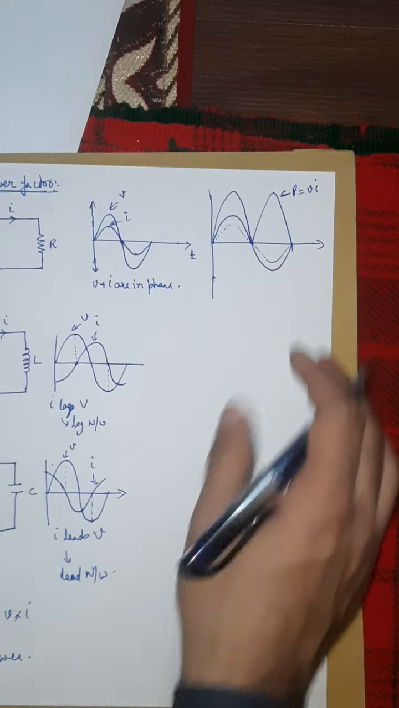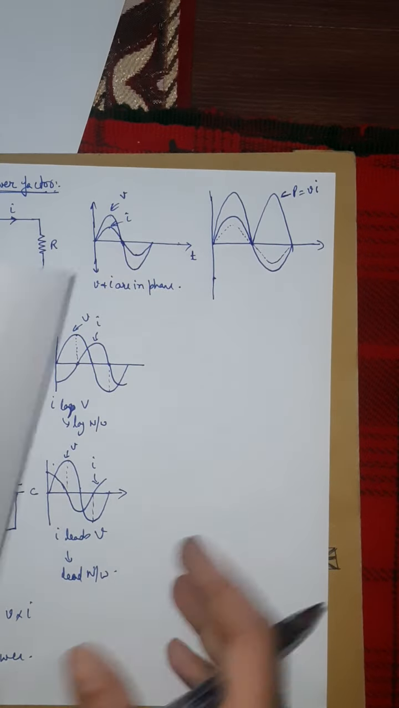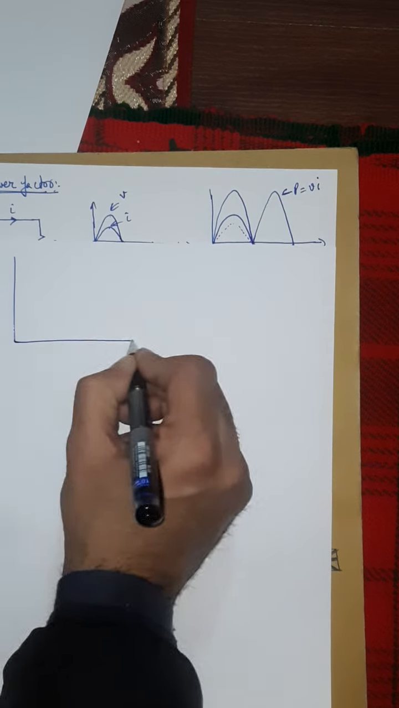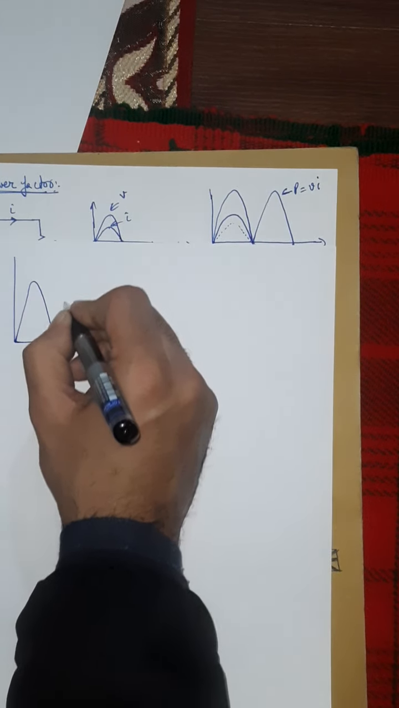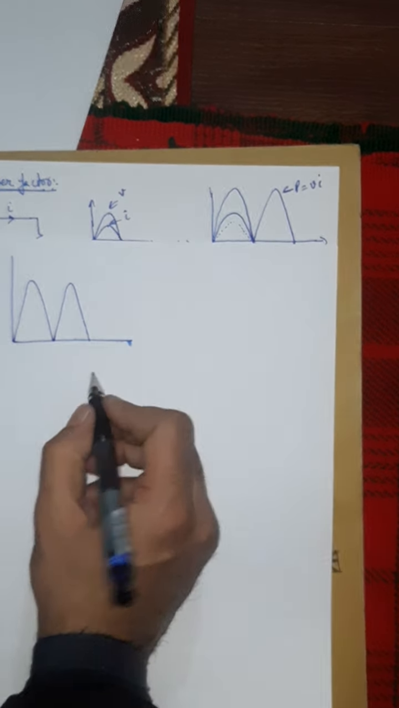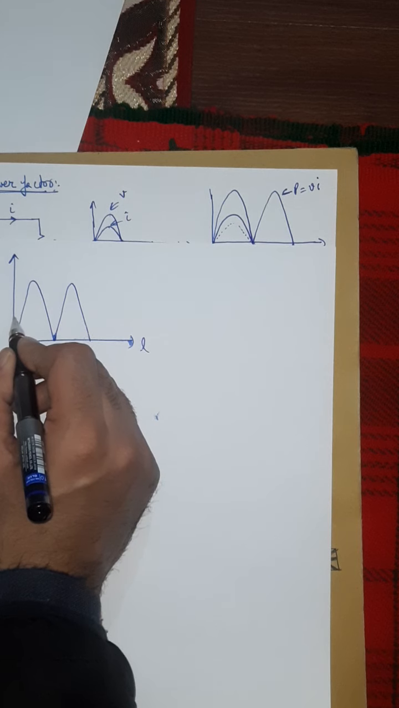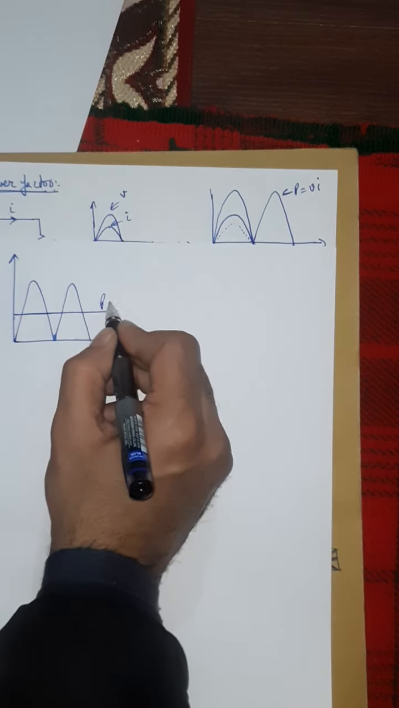The average value of the power, I will show it on another page. I will take another page here. This is my power. So what will be the average value? The average value will be somewhere around here. This will be my P average.